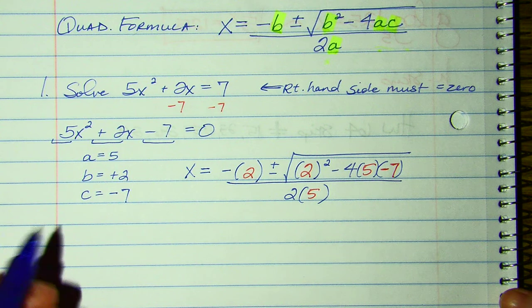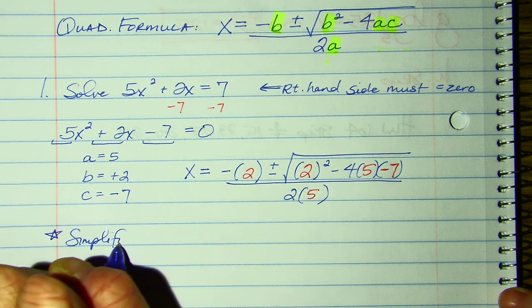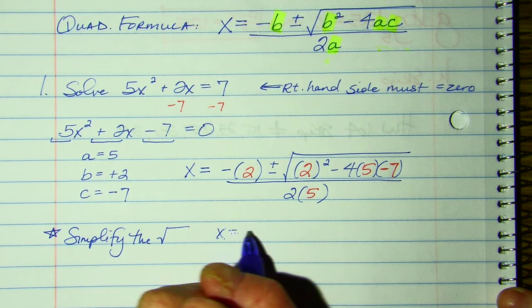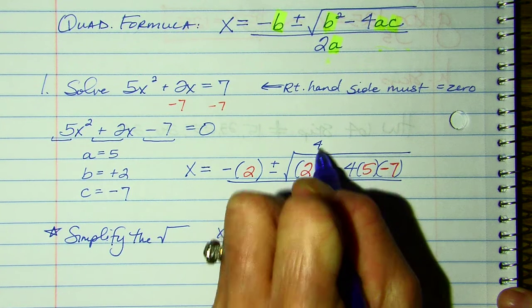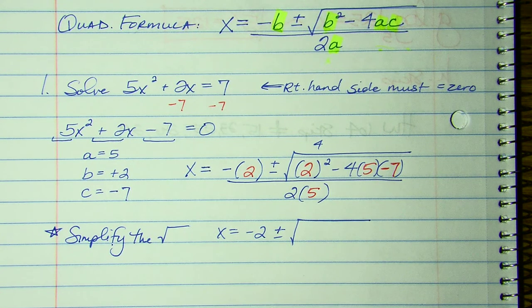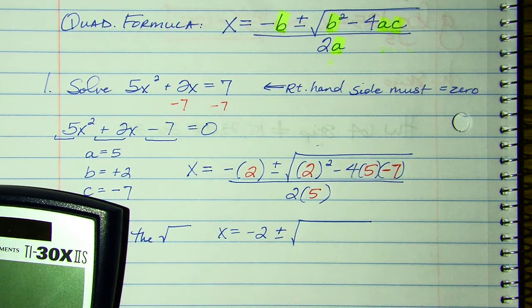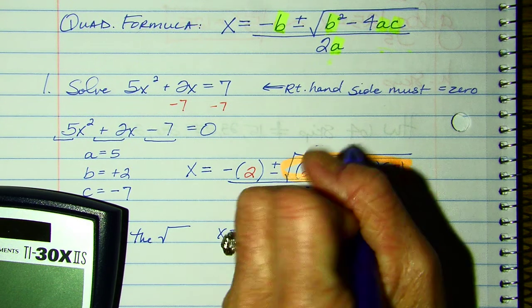So next thing, simplify the square root. So x equals negative 2 plus or minus. This would be 4. And you can enter it all at once, and that is what I suggest. I'm going to actually erase this. So using your calculator, enter this in your calculator.